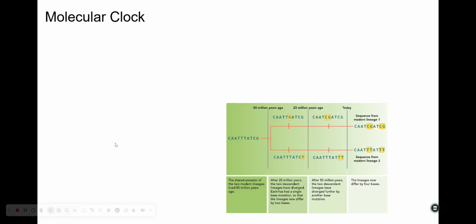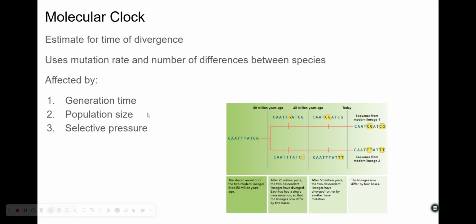Our molecular clock. The molecular clock is how we identify the time of divergence for species. And so we use the mutation rate and the number of differences between species to determine how long they've been separated. Now, mutation rate is affected by generation time. So the shorter the generation time, the higher the mutation rate. The larger the population size, the larger the mutation rate.